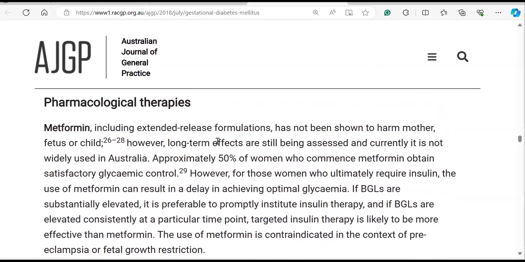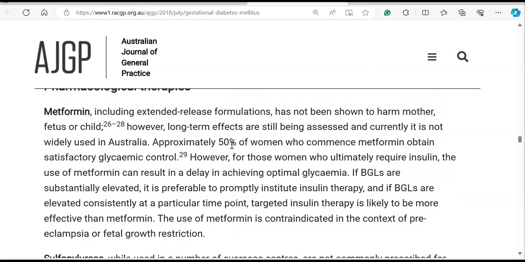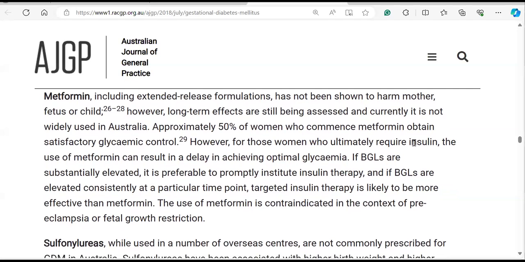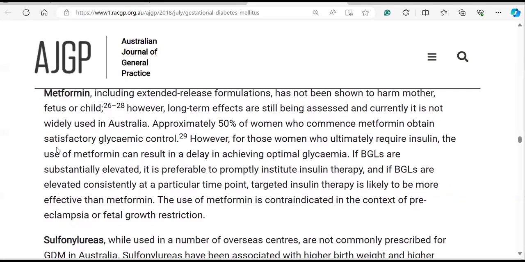Pharmacological treatment. Metformin with extended release formulation has not been shown to harm mother, fetus, or child. Approximately 50% of women who commence metformin obtain satisfactory glycemic control. However, for those women who ultimately require insulin, use of metformin can result in a delay in achieving optimal glycemia. If blood glucose is substantially elevated, that's what I say, Dr. Sana, it is preferable to promptly institute insulin therapy. Okay?